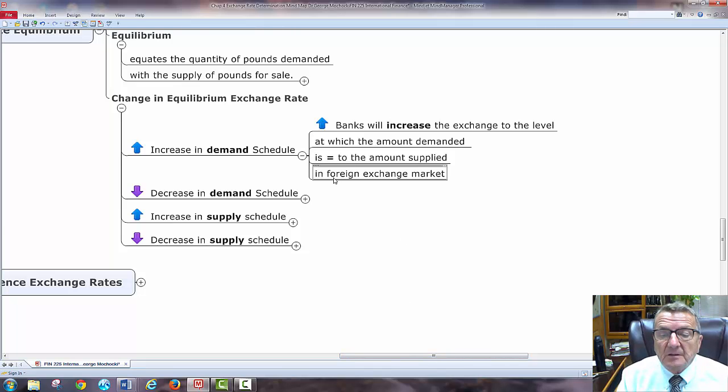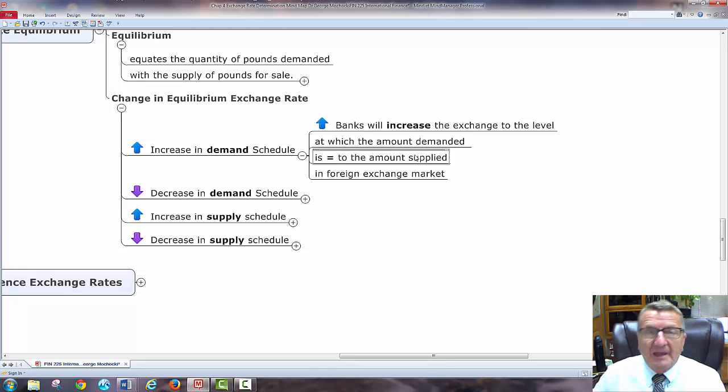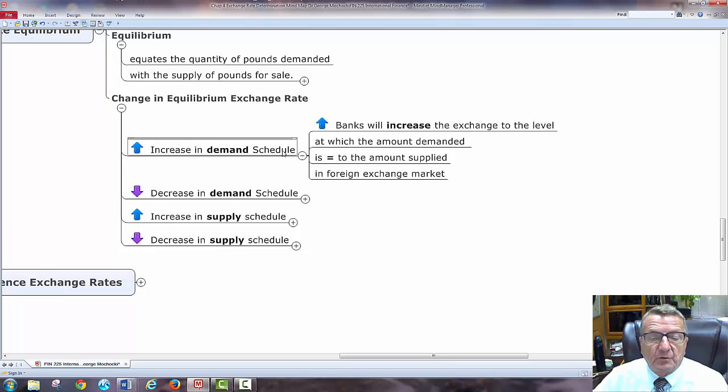right? There's more demand. The banks will increase the exchange at the level at which the amount demanded is equal to the amount supplied. Remember, I'm a bank. I'm making money. Any transaction, there's some cash involved, or a service fee on there. There's the amount supplied to the foreign market. There's a demand for it. The bank, to satisfy the customer, whatever needs, because there is a product or service I provide as an intermediary.